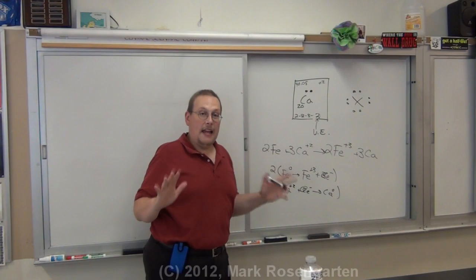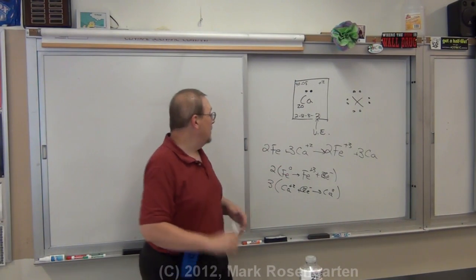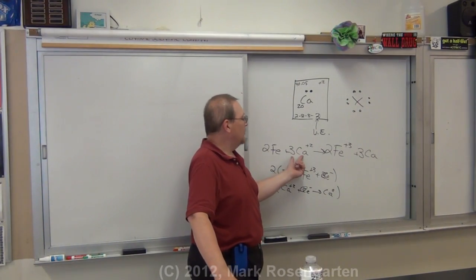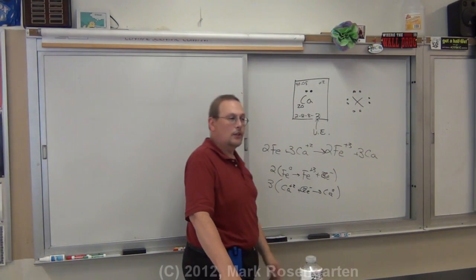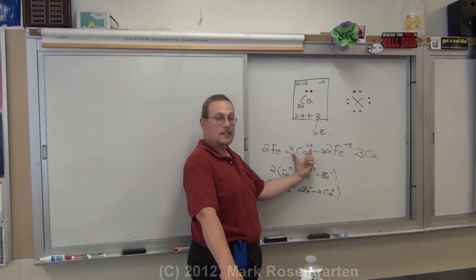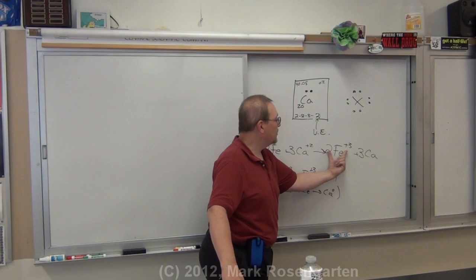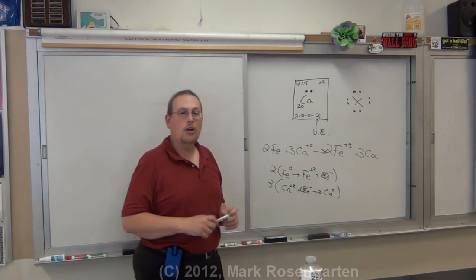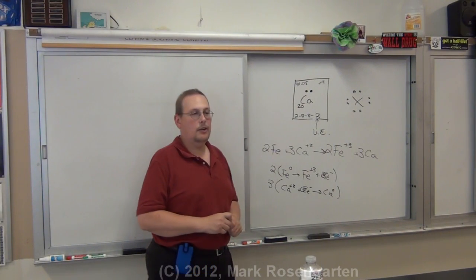Let's just make sure it's balanced both on charge and mass. We have 2 irons on the left, 2 irons on the right. That's cool. 3 calciums on the left, 3 calciums on the right. That's good. We have a total charge of 3 times +2 is +6 on this side, and 2 times +3 is +6 on that side. So it's balanced both for mass and for charge. And that's how you balance an ionic reaction.